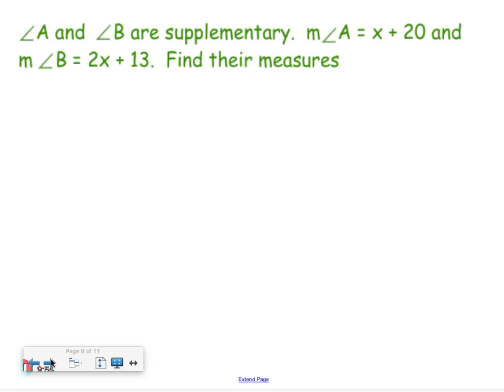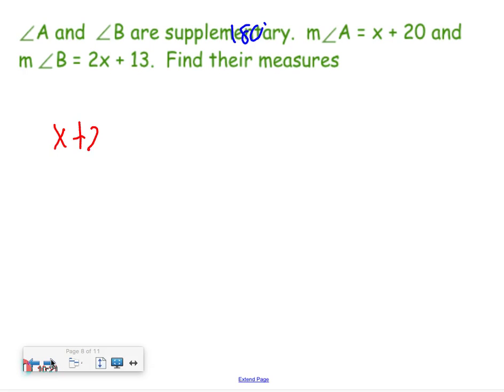Yep, so let's write that right here so we know. Add to 180. The measure of angle A is x plus 20, and the measure of angle B is 2x plus 13. Find their measures. What's our game plan? Add them together. If I add them together, they have to equal what? 180. That's all we're doing, kids.